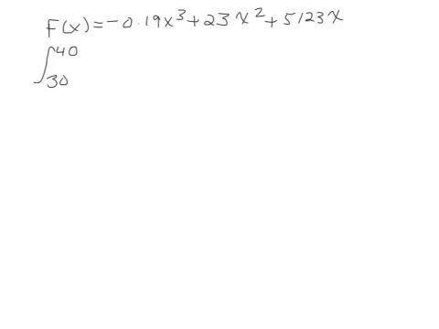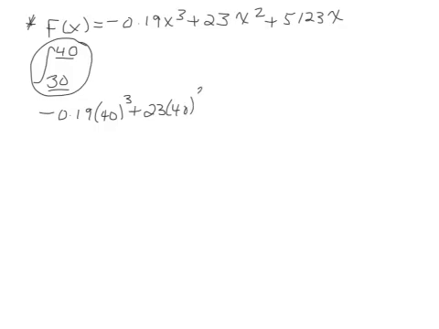So you'll recall that we had this type of question, or this type of notation. So again, that means that we are going to be evaluating the integral, which we have found here, from 40 to 30, to see how many people are in this region of that age group. So we've got negative 0.19 times 40 cubed plus 23 times 40 squared plus 5,123 times 40 minus all of the same, where x is 30. And I'm going to put all that in brackets.